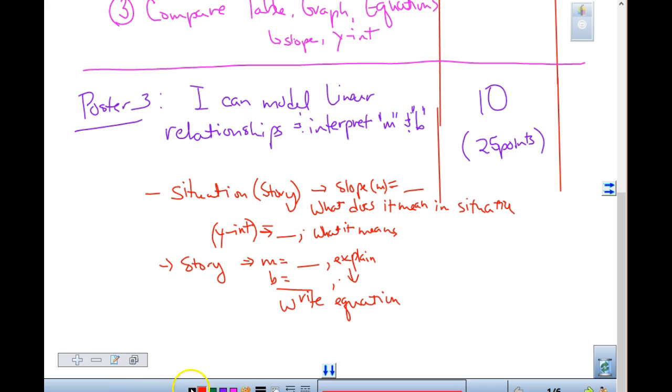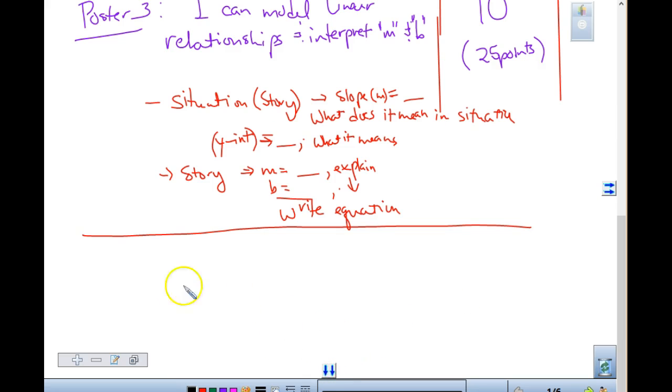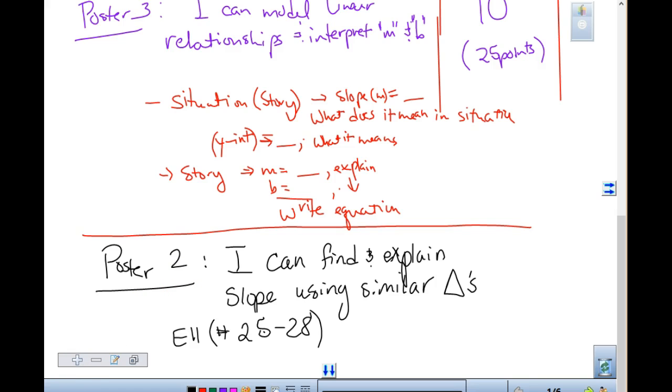So now, as we are looking at that standard 2 on the poster, Haley, you want to read it again for us? I can find the slope with similar triangles. Have you done that in your homework? Which worksheet had similar triangles? So I can find and explain slope with similar triangles. Exactly like 25 to 28. You're going to look at the graph, tell me the slope of the line. You are going to tell me 2 points.